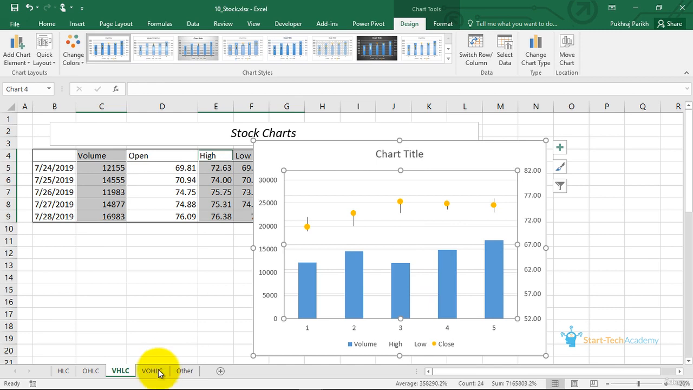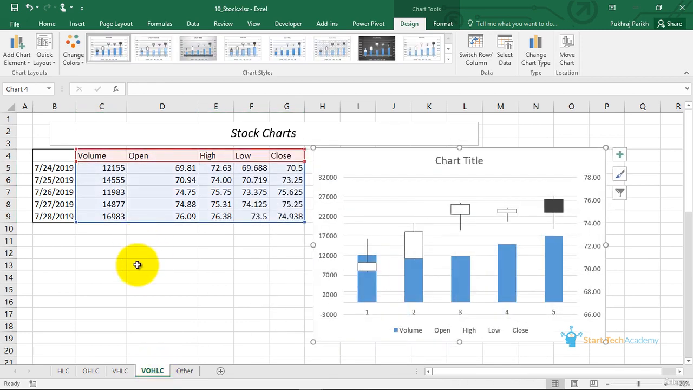The fourth option is just including the opening price also. So again, the bars are representing the volume of stock traded. This line in this chart is giving you the high and low value, and these boxes are giving you the opening and closing price. So you can draw this also in the same fashion.